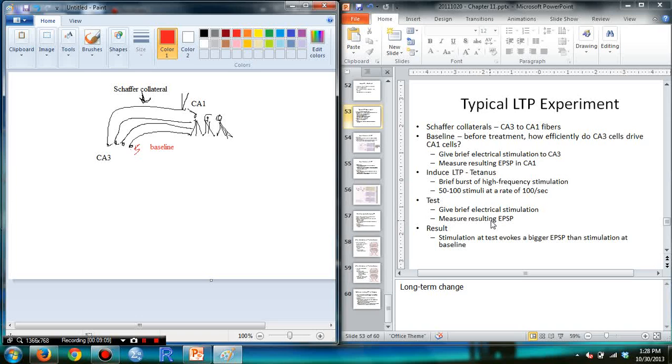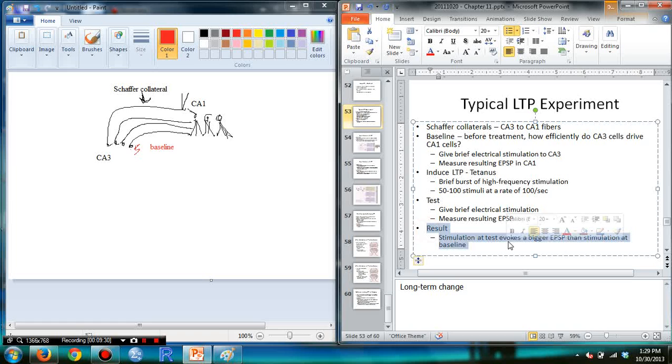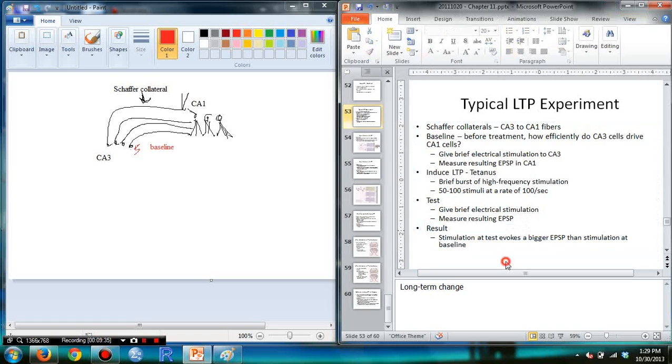Yes? Is that because of like more receptors or more transmitters? We'll talk about it. I just want you to understand the phenomenon first. Yeah, you get it. Is that good with everybody? Okay. So the result would be that it elicits a bigger excitatory postsynaptic potential from our CA1 neuron.